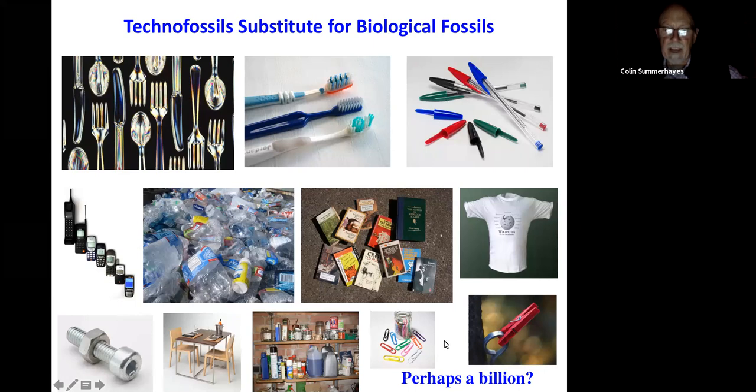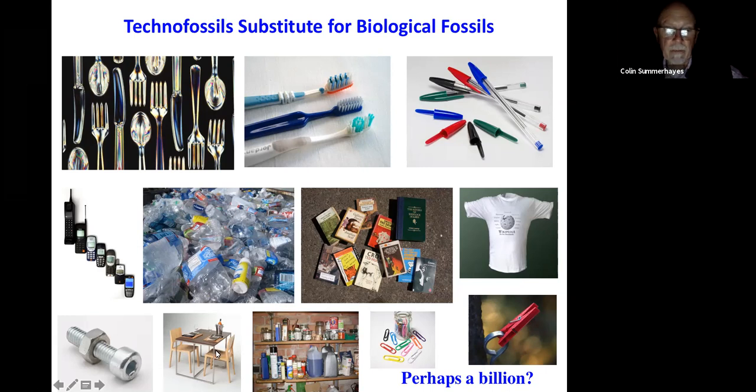It turns out that even the humble clothes peg down at the bottom right has changed its shape and its color and the way it's manufactured over time. Next to it is the humble paperclip that's also changed with time. And we know when these changes took place quite precisely.